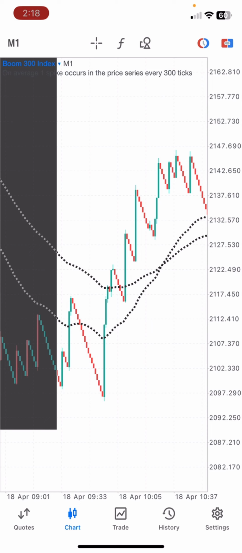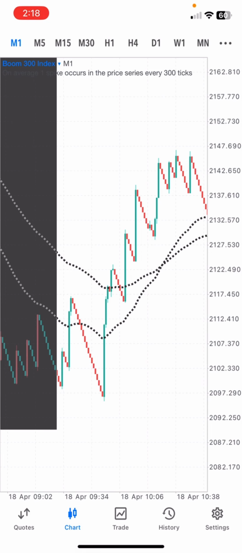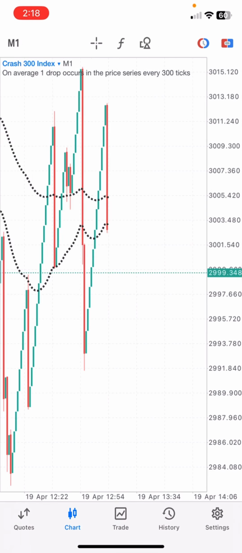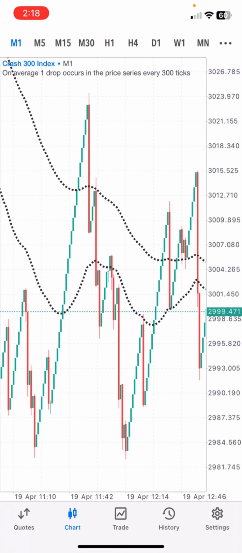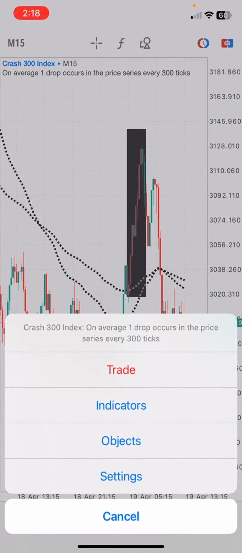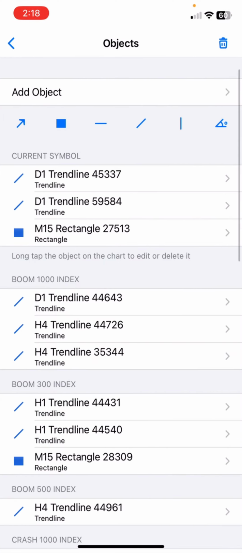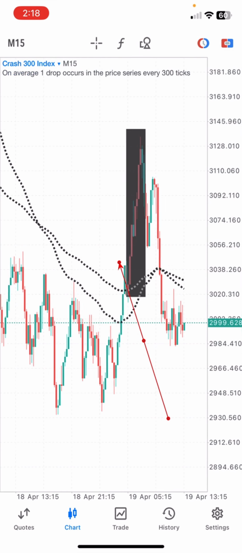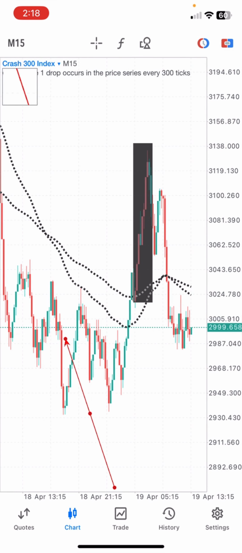Now I'm using the Crash chart right here. The first assignment is to go to the 15-minute time frame. When we go to our 15-minute time frame, you can see we have the breaker right here. You can see the market was giving us a downtrend before, and it changes momentum from sell to buy, which means the price will go above.